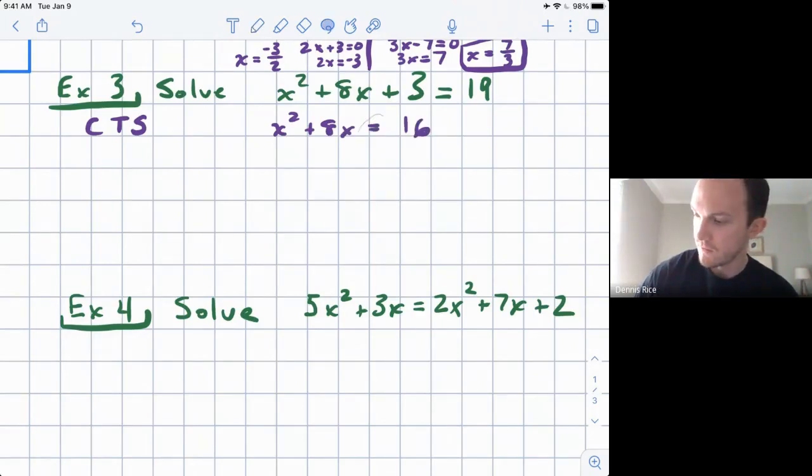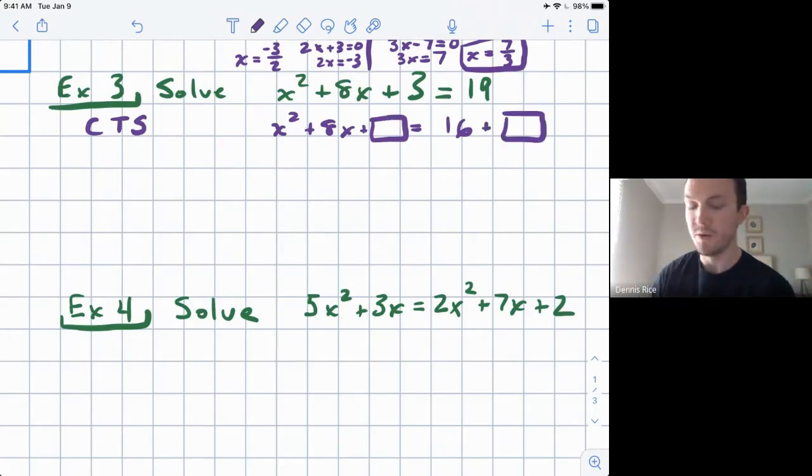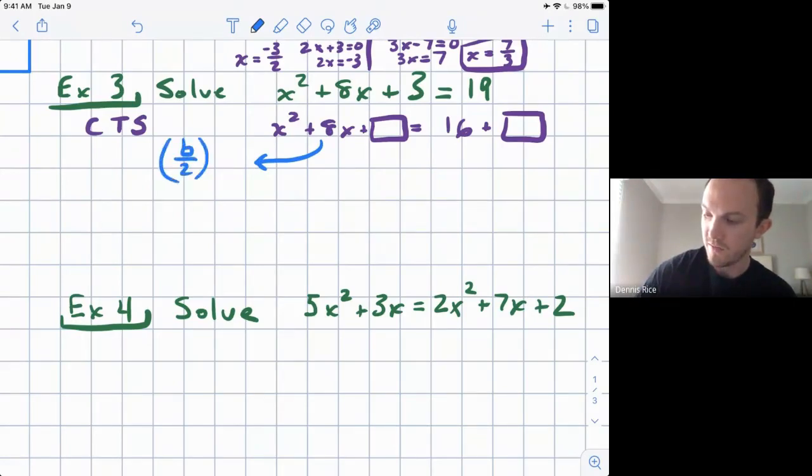I'm actually going to give myself some space here, and I'll show you why in a moment. With CTS, you want to throw a number into the problem. You want to add something to both sides, because it is an equation, you want it to be balanced. That number that you add to both sides isn't random. The number you're going to add to both sides is going to be half of b squared. So if we think of b being 8 in this problem, half of that would be 4, squared would be 16.